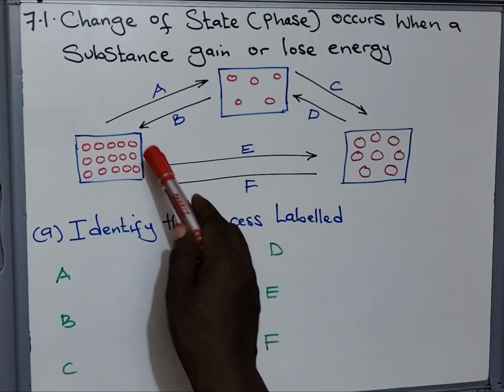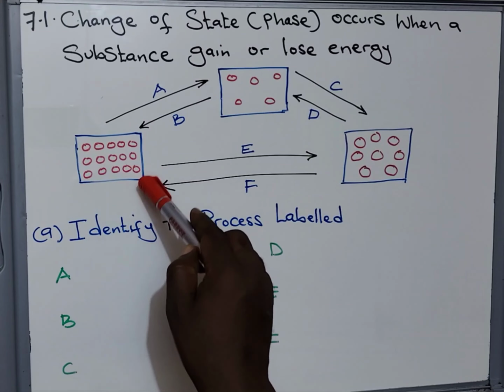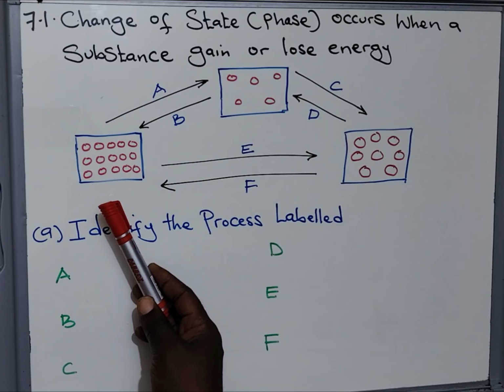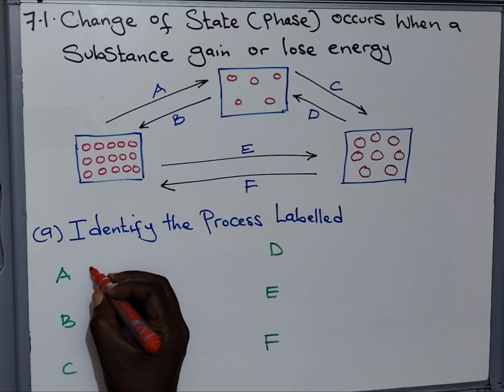So when you look at this particle arrangement, what do you note? Very orderly, highly packed, so it's for solid. And when you look at this one, the particle arrangement is highly sparse, big spaces, so it's for a gas. So what do we call the change from a solid to a gas? The process is called sublimation.